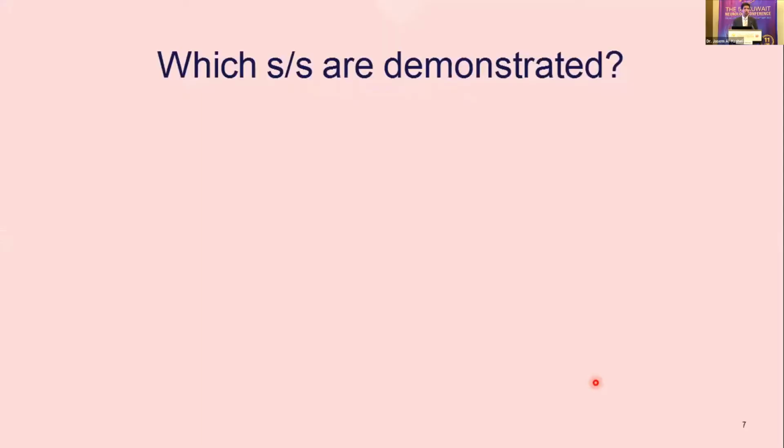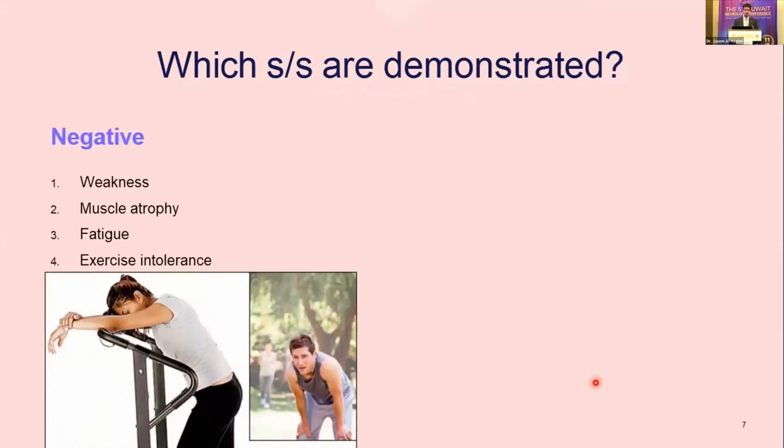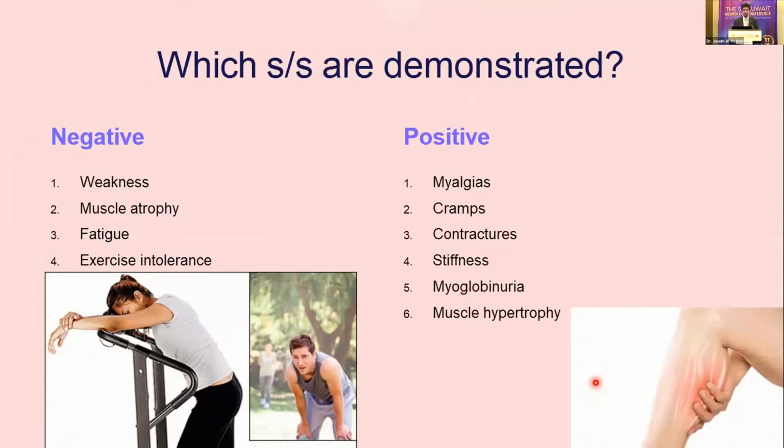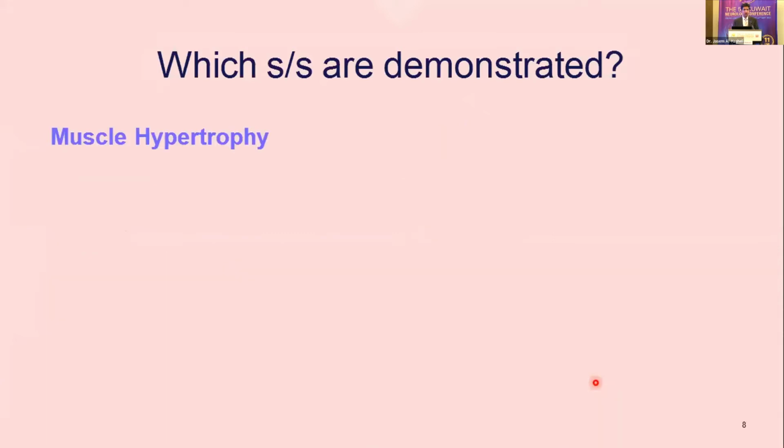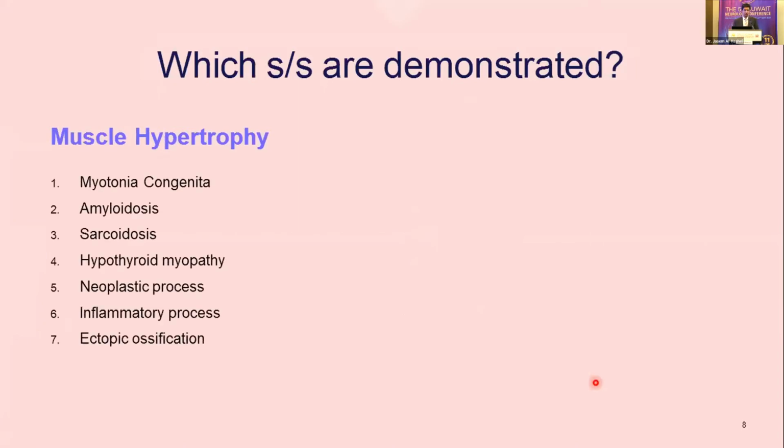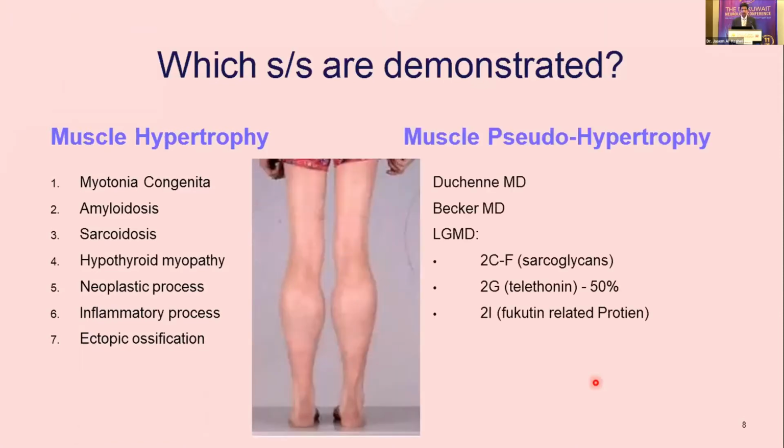So how do you go about it when you have a patient whom you think has a myopathic process? The first thing is to determine whether the patient has what are called negative symptoms, such as weakness, muscle atrophy, fatigue, or exercise intolerance, or if they have positive symptoms of muscle disease: myalgias, cramps, contractures, stiffness, myoglobinuria, and muscle hypertrophy. If it's a hypertrophy, is it true hypertrophy, like in myotonia congenita, amyloidosis, sarcoidosis, hypothyroid myopathy, neoplastic process, inflammatory process, and ectopic ossification, compared to the pseudohypertrophy that is seen in this picture in a Duchenne muscular dystrophy, or in Becker, or in some of the limb girdle muscular dystrophies? So you have to identify that to identify which disease you're looking at.